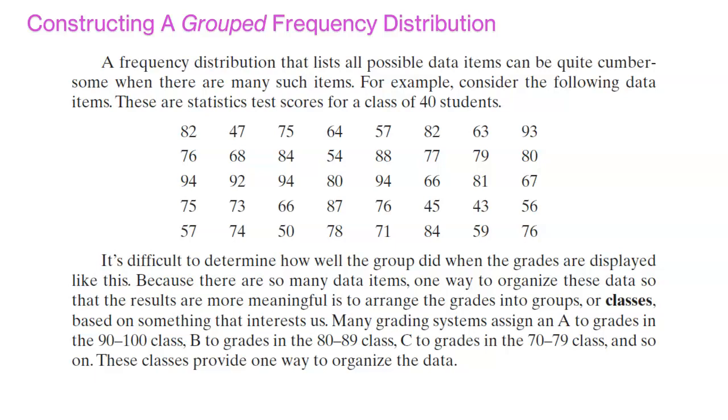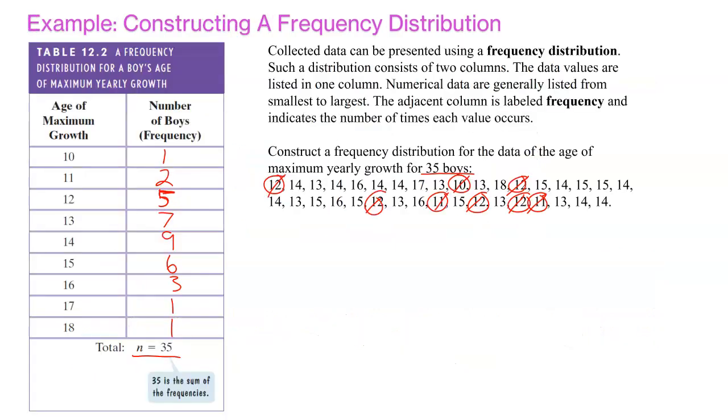Sometimes a frequency distribution table isn't going to be super helpful when we have too much variation in a data set, if we don't have a lot of numbers that repeat. This is a list of statistics test scores for a class of 40 students. Not many of these values repeat. So a frequency distribution isn't going to be really useful for us because it's not going to create the same type of effect that this list here has.